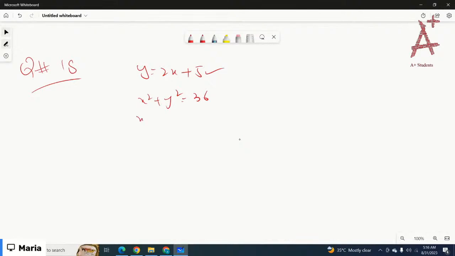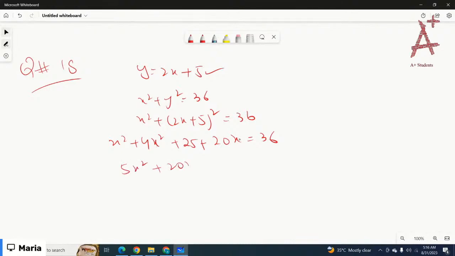Let's just replace: x square plus 2x plus 5 whole square equals 36, right? So when you solve, it would be x square plus 4x square plus 25 plus 20x equals 36, right? So 4x square plus x square is 5x square plus 20x. So you have to move 36 to this side. It would be 25 minus 36 is minus 11 equals 0, right?